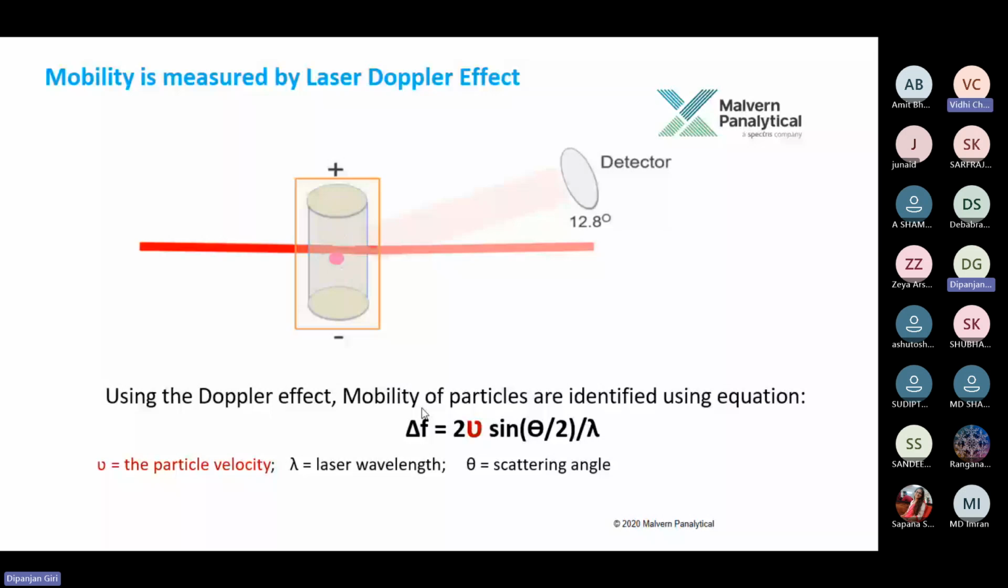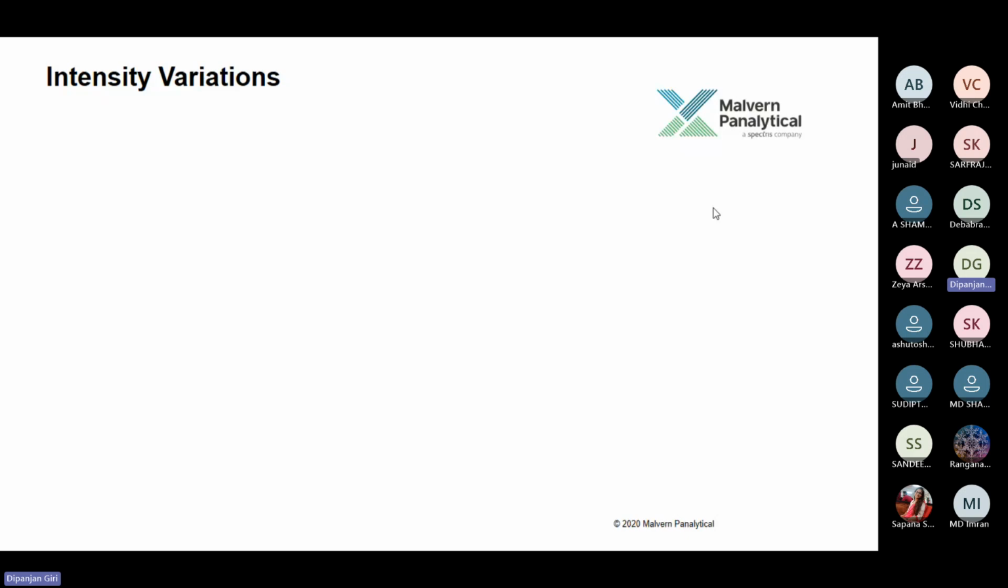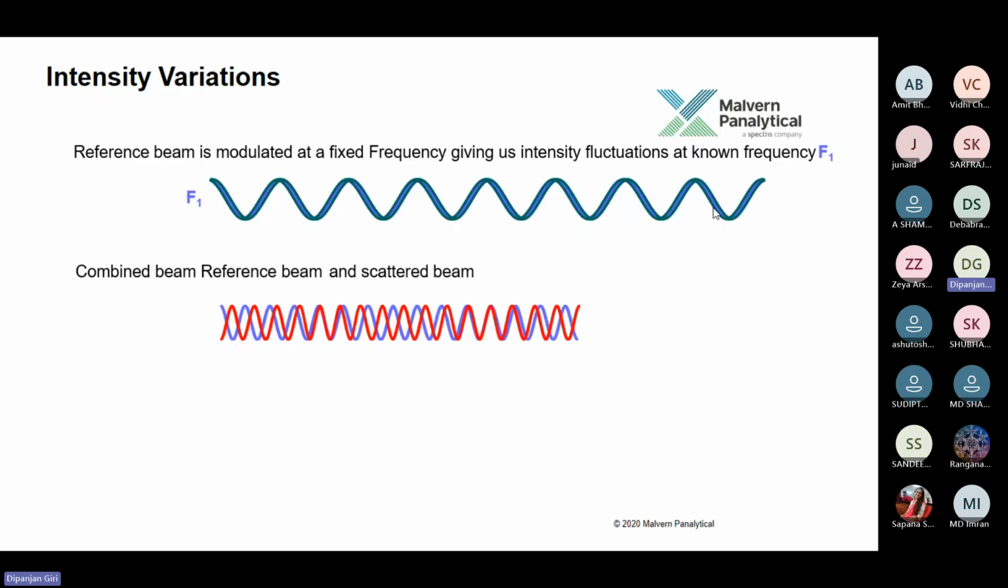So mobility is measured by the laser Doppler effect, which relates the particle velocity to the frequency shift. As the particle moves towards the detector side, there will be a change of the frequency. So if this one is the reference, and the frequency shifts, you will see the intensity variation, because the frequency shift measurement is a bit of a tedious process. So we are not using any frequency measurement technique, but rather we measure the intensity, and the intensity changes are picked up by the APD detector.